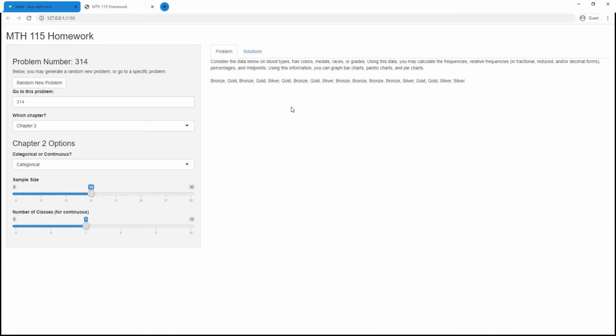For the plots, recall that we still have our version of histograms. They're called bar charts. We have our Pareto charts, and the pie charts are the ones that we talked about with categorical data. So that's what we're going to be playing with today.